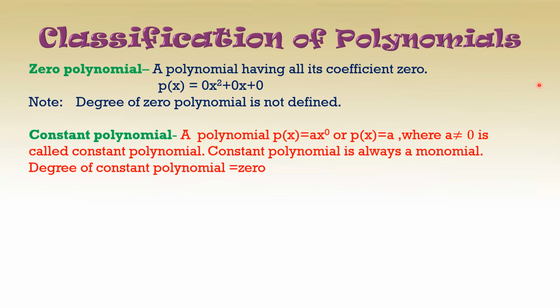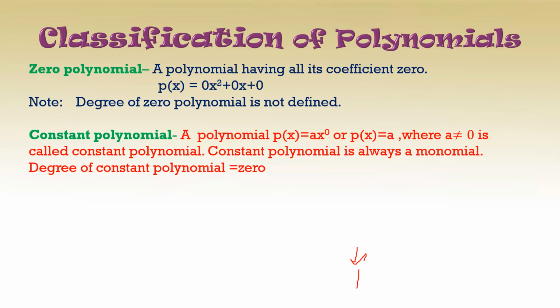And what about the degree of a constant polynomial? Well, the degree of a constant polynomial is 0. Suppose you have the number 3. Here we say that a constant polynomial has degree 0. How? If I know that the exponent of any number, if it is 0, then the answer is always 1. So I can write 3 as 3x naught, or 3x raised to power 0. So what is the degree of this? 0. That is why the degree of a constant polynomial is 0.